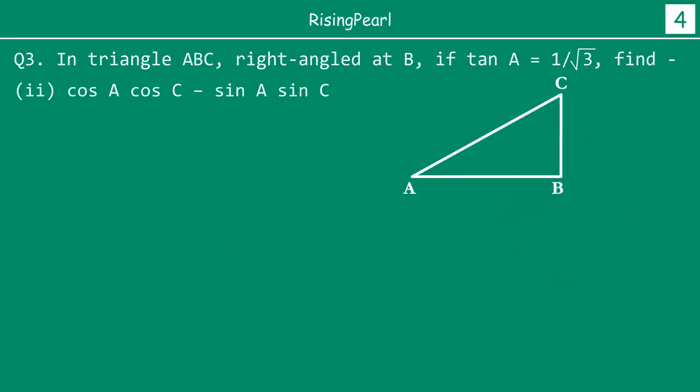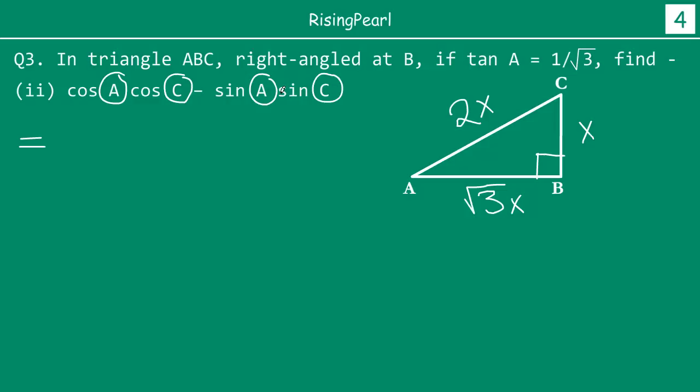So here, let's clean this up a little bit. So this is 2x, this is x, and this is square root 3x. So let us write the values here, and then we are going to fill it in, right? So this expression is equal to, let's find out cos A. One thing important to understand, friends, is that I have got two angles involved, angle A and angle C. So we have to pay attention. It is not all the same angle. There are two separate angles involved.